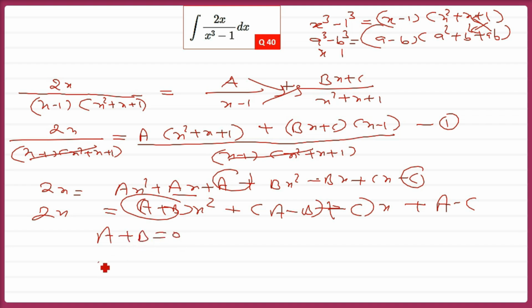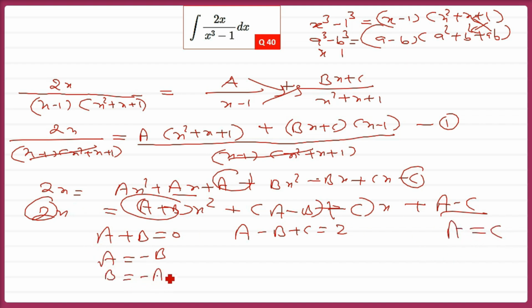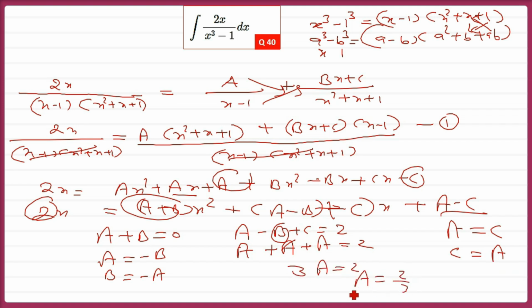So a plus b will be equal to 0. a equals negative b from here. And a minus b plus c will be equivalent to 2 on the left. a minus c on the left is 0, so a will be equal to c. So b becomes equal to negative a, c becomes equal to a. Now put it here. So what do we get? Because we replace a by minus b, it became plus. So 3a equals 2. a becomes equal to 2 by 3. So c is 2 by 3, b will be negative 2 by 3, and a will also be 2 by 3.